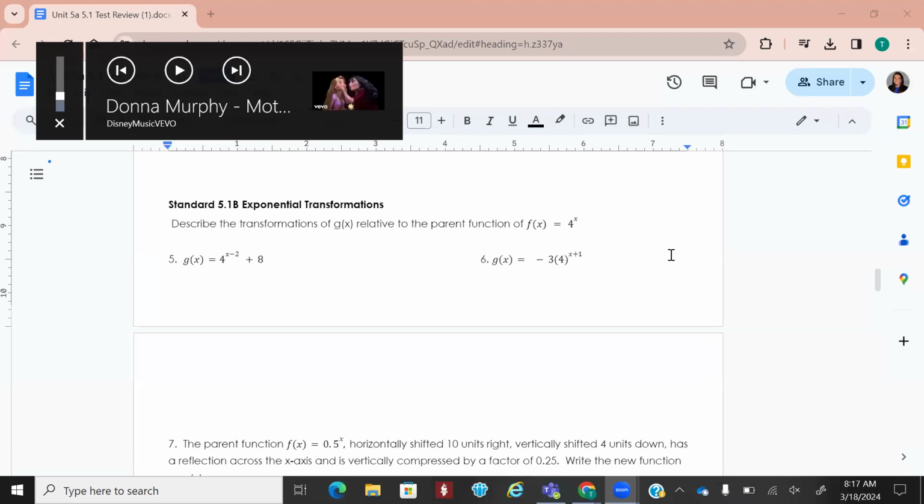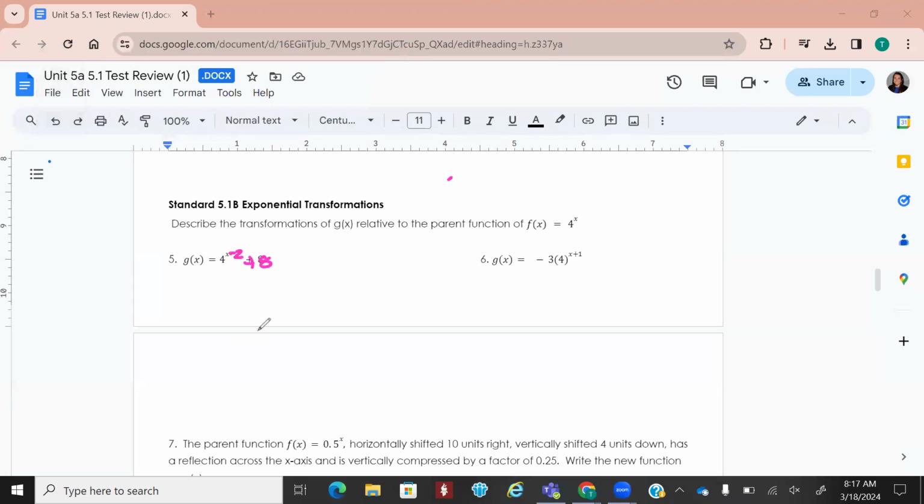On here, describe the transformations relative to the parent function 4 to the x. So here's the parent function. So this -2 and this +8, what does that mean? Well, that means we're going to move up 8 and to the right 2.